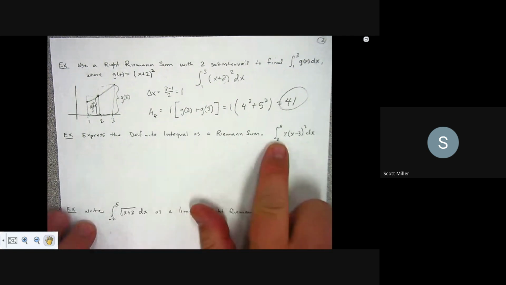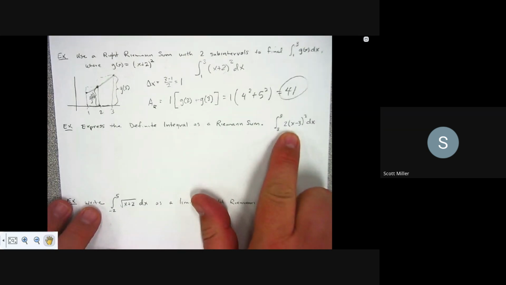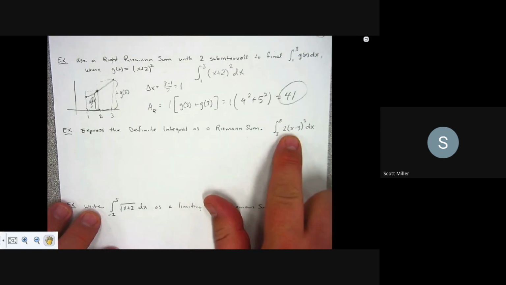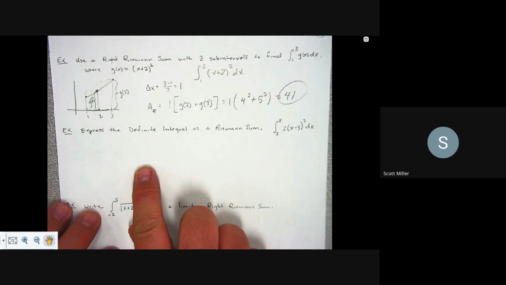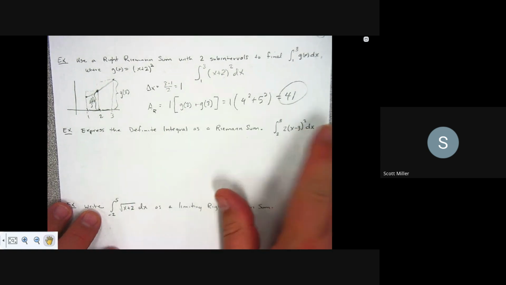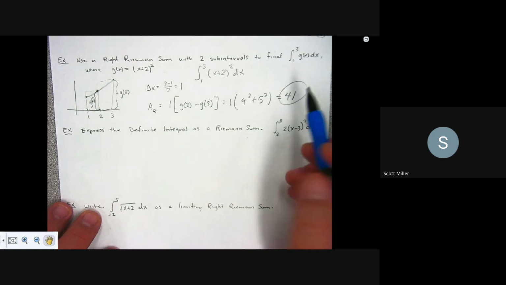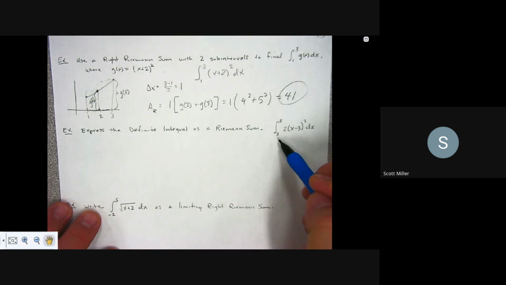Express this definite integral as a Riemann sum. Okay, so we went from the integral to the Riemann sum. So now we're going to go in the other direction. This expression up here is 3 to 8. I don't know if it's hard to see that or not.